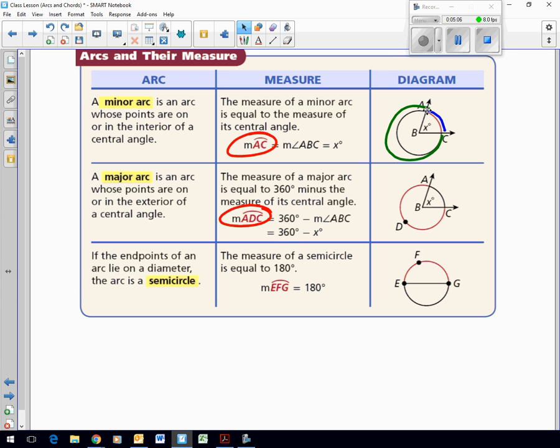Semicircle, aka half of the circle. Which brings me to a good point. How many degrees are in every circle? 360 degrees. Which means how many degrees would be in a semicircle? 180, which is how much of that? Half. Very good.